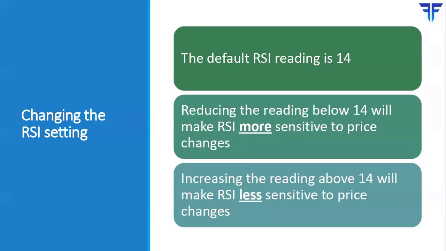Now, finally, let us talk about changing the RSI settings. Now, as I said, the default reading for RSI is 14. Now, if you reduce the reading of RSI below 14, what will happen is that the RSI will become more sensitive to price change. So the RSI will become very volatile and it will frequently hit the overbought and oversold zones. So more trading signals would be generated. On the other hand, if you increase the RSI setting above 14, that will make RSI less sensitive to price change. So fewer trading signals would be generated.